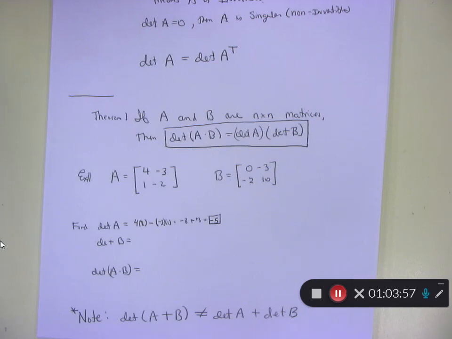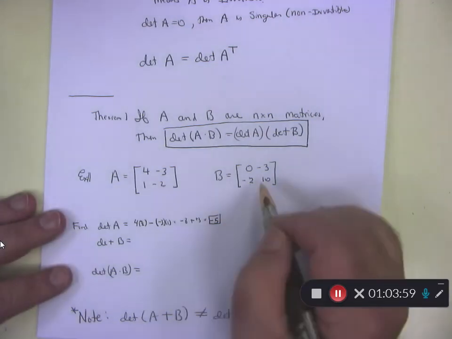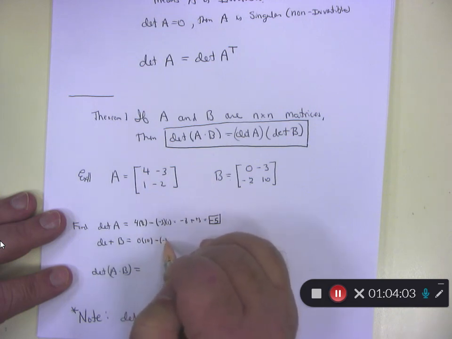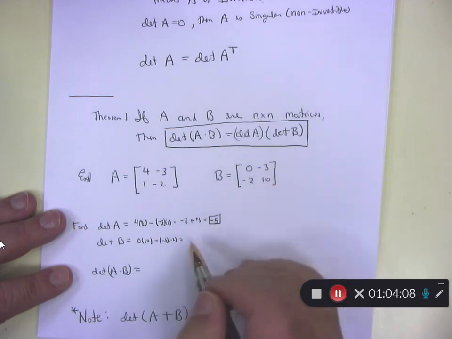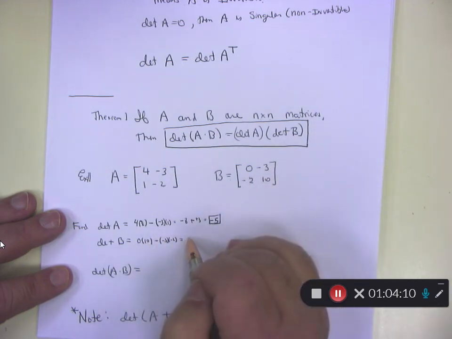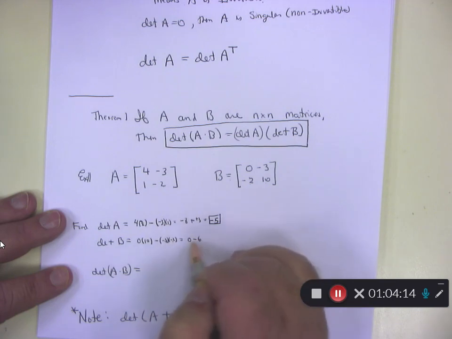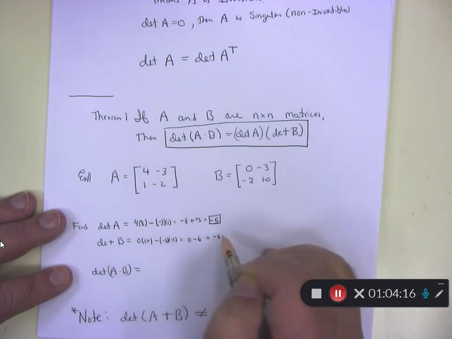What is the determinant of B? The determinant of B would be 0 times 10 minus -3 times -2. Main diagonal minus off diagonal. 0 times 10 is 0, minus -3 times -2 is 6. 0 minus 6 is -6.